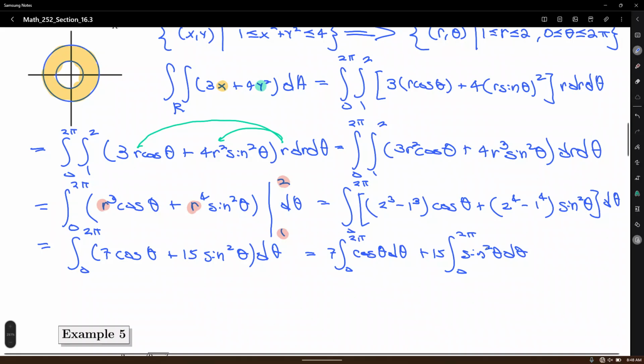However, the second integral, that's the one I'm worried about. What about it? Because it's not just sine, it's sine squared. Can I use a u substitution? No, because I don't have the derivative of sine multiplying d theta. If we had a cosine factor, then u substitution. What can we do then? Using a trig identity, right?